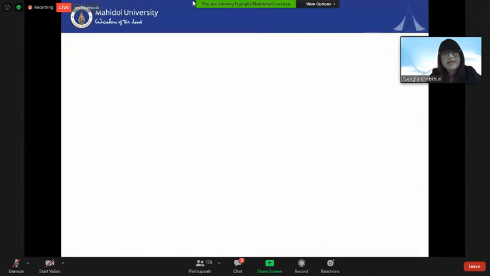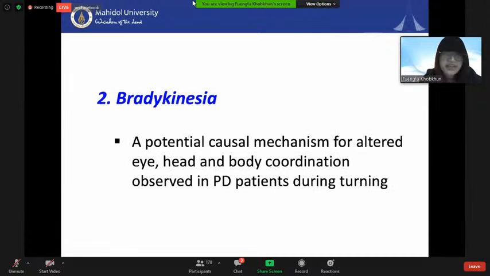And the second one is bradykinesia. Bradykinesia is a failure of basal ganglia output to reinforce the cortical mechanism that prepares to initiate and execute movement. And it is believed to be a potential causal mechanism for eye, head, and body coordination problems in PD during turning.